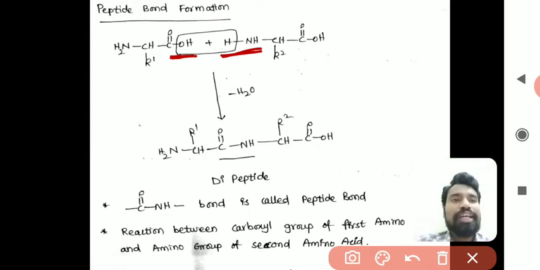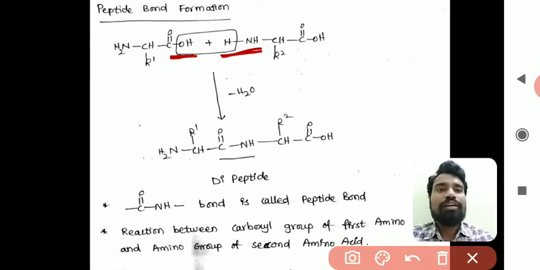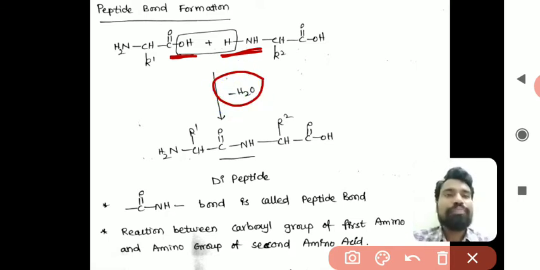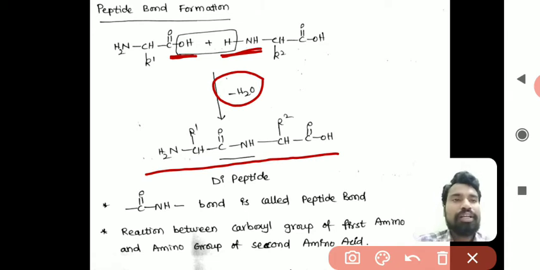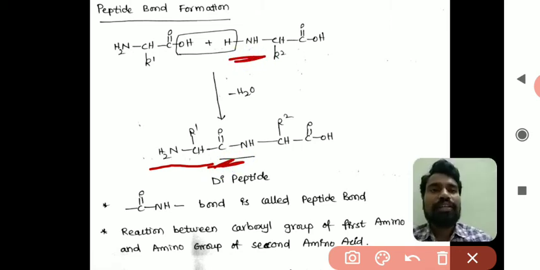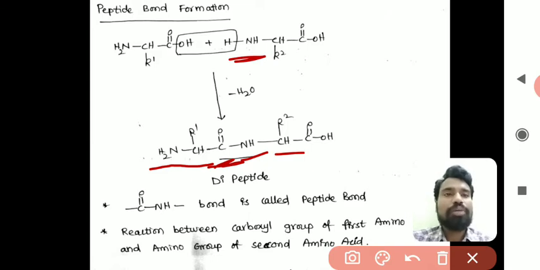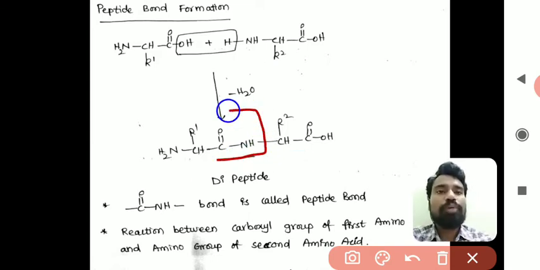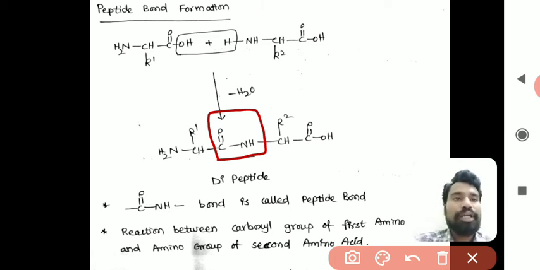So the carboxylic acid group of the first amino acid is reacting with the amino group of the second amino acid. The resulting water is removed so that a dipeptide is formed. That is NH2CHR R1 C double bond O, and here NHCHR2 C double bond OH, right? So this C double bond O NH bond is called a peptide bond or amide bond, through which amino acids are connected to each other, right?